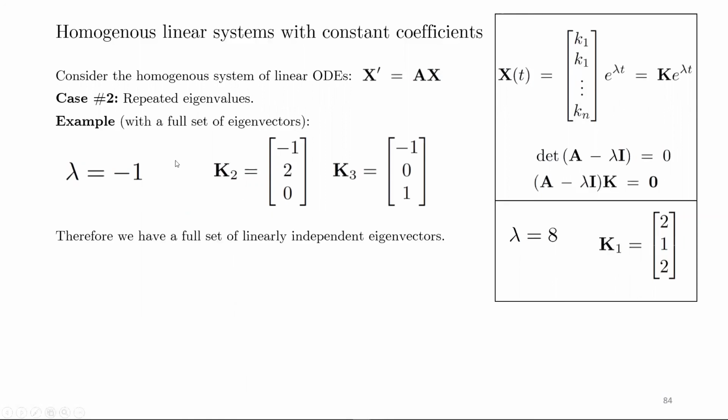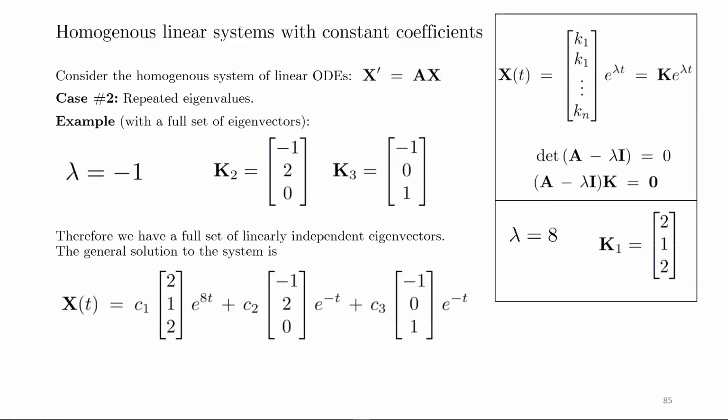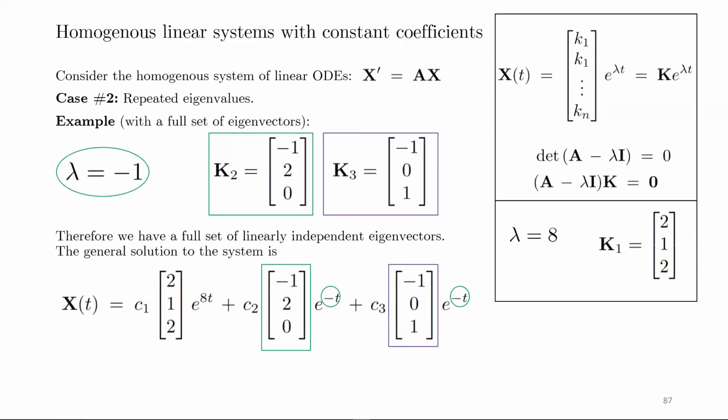Therefore, we have a full set of linearly independent eigenvectors, and we can write the general solution as the linear combination of those three terms. So c1 times 2, 1, 2 e to the 8t, and then these next two terms both have the eigenvalue negative 1, so we have e to the negative t in both of these, but they have separate and linearly independent eigenvectors. This is the term associated with lambda equals 8, and here are the two terms associated with lambda equals negative 1.